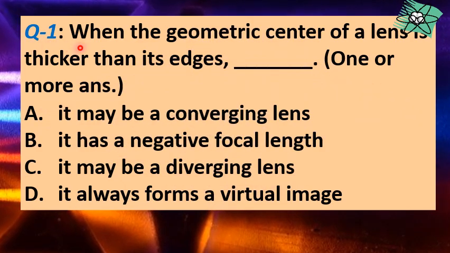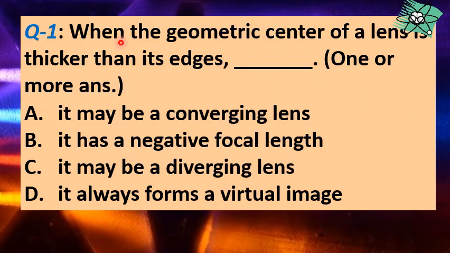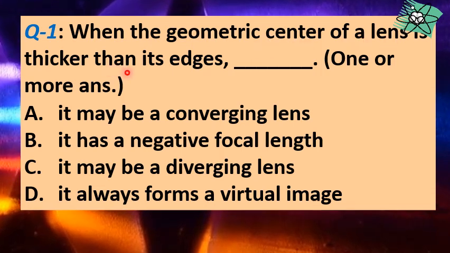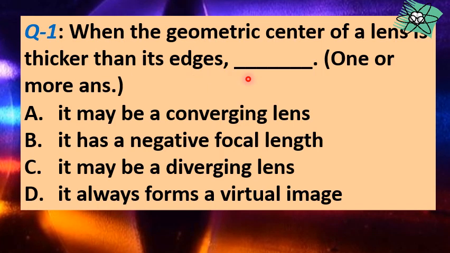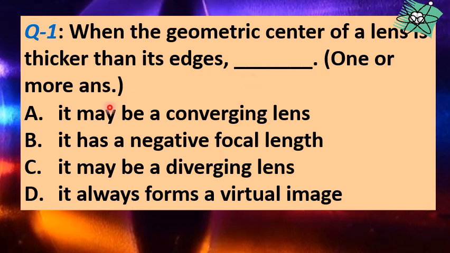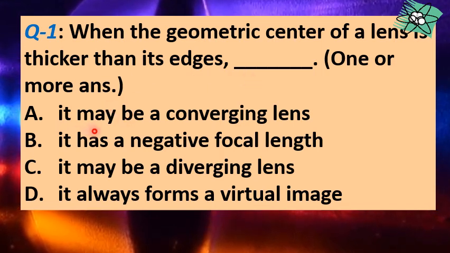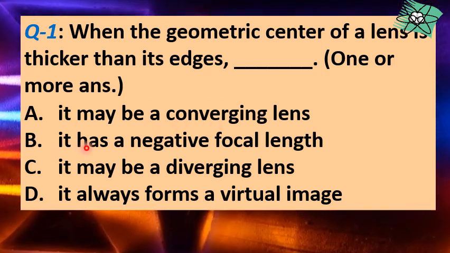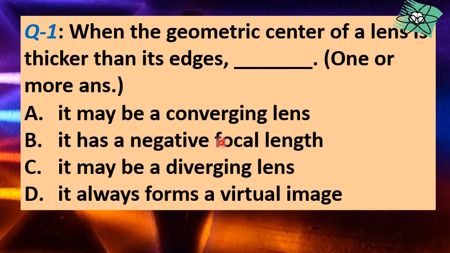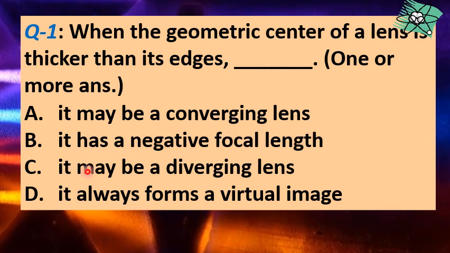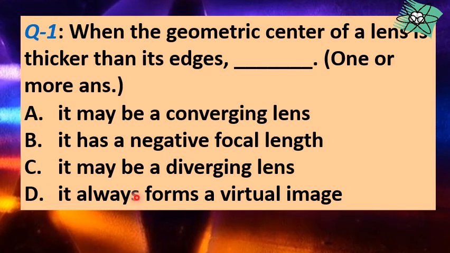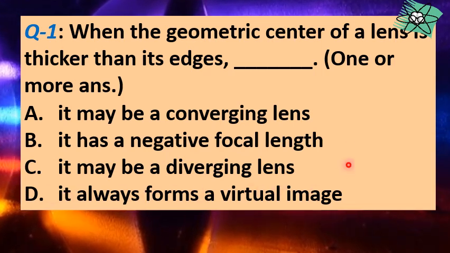Question number 1. When the geometric center of a lens is thicker than its edges, option letter A, it may be a converging lens. Option letter B, it has a negative focal length. Option letter C, it may be a diverging lens. And option letter D, it always forms a virtual image.